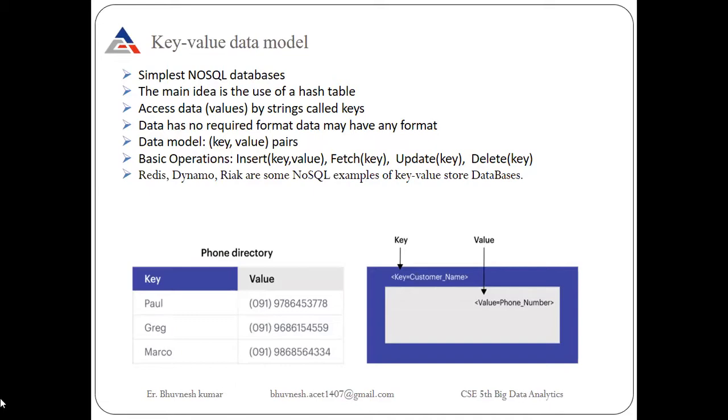The basic operations that we will perform in the key-value data model are insertion, fetch, update, and delete. We insert a key, that is the name, and a value, that is the phone number. We can fetch with the help of only the key, that is the name. We can update with the name also. We can delete with the name also.